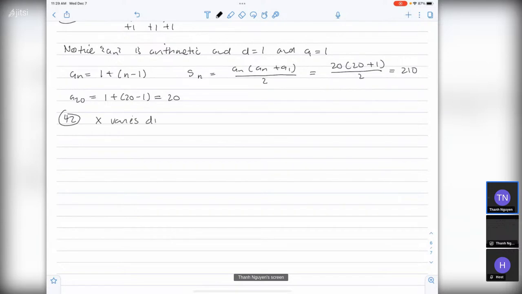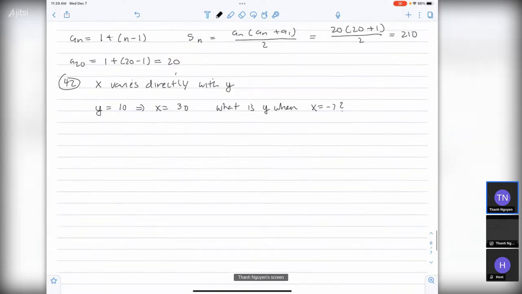So x varies directly with y. Okay. So then y equals 10 implies that x is equal to 30. And we want to solve what is y when x equals negative 7. Okay? So this problem is pretty straightforward. You have y is equal to kx, right? Is our direct variation formula. Okay? And then we plug in values.